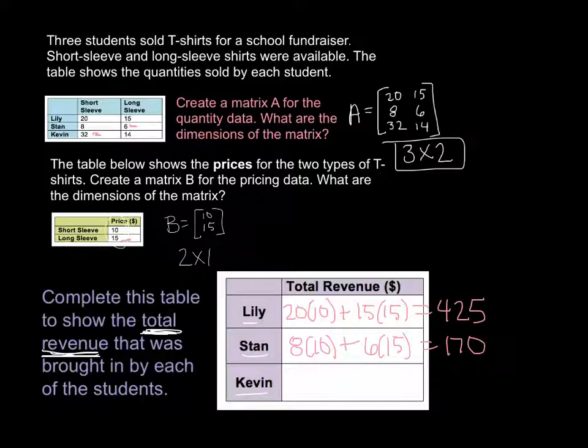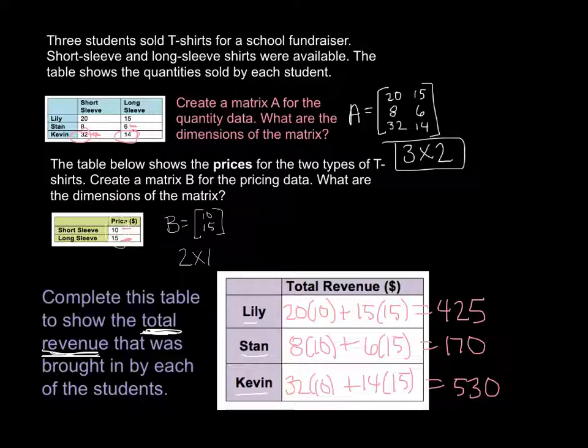So let's look at here. We've got 32 short sleeve times 10. We're going to continue this process. Looks like he already made $320 just on short sleeves. Now, long sleeves, he sold 14 at a price of $15. So do the math, and he ended up making $530.